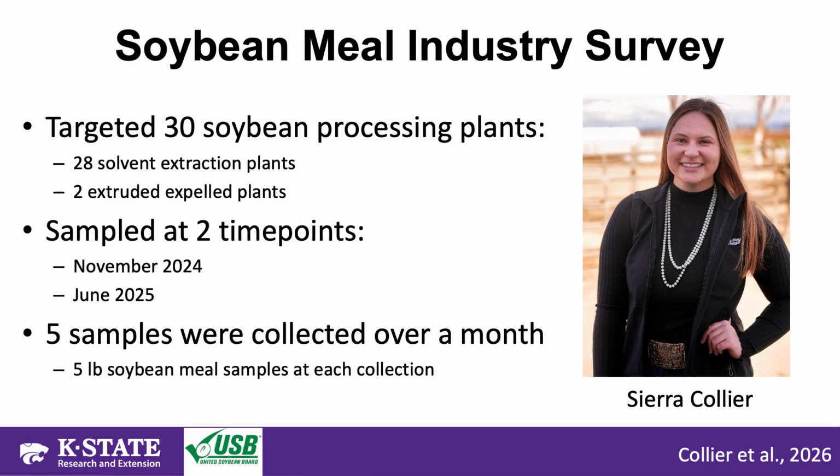And so we set out with a target of 30 processing plants, so we tried to double the amount of processing plants that we worked on in our previous survey. We targeted 28 solvent extraction plants and 2 extruded expeller plants. We had 2 different sampling time points, the first being in November of 2024 and the second in June of 2025. At each of the time points, we collected 5 different samples across the time of a month, so about 1 sample per week.